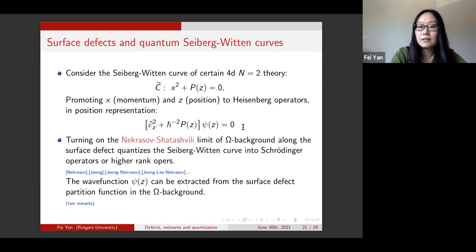And I should say another way to do it, which is related to this kind of thing, is in the world of AGT, where the insertion of a surface defect in 4D corresponds to insertion of some degenerate field on the Liouville side or W-algebra side. And then in that sense, this kind of differential equation comes from the null relation in the degenerate Verma module. So there have been lots of work done, I think mostly in rank 1, but also in higher rank, to go through AGT to derive this canonical quantization. And I apologize that I didn't put those references here.